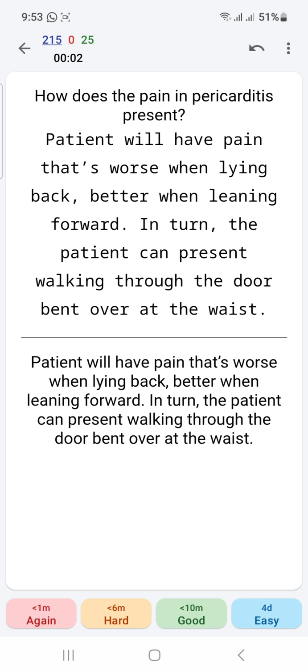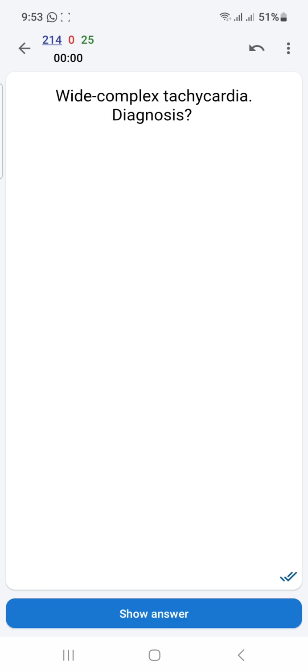Pain that's worse when lying back, better than leaning forward. In turn, the patient can present walking through the door bent over at the waist.